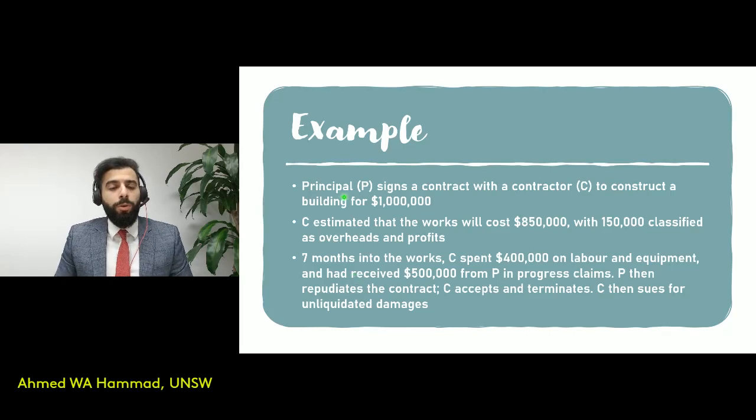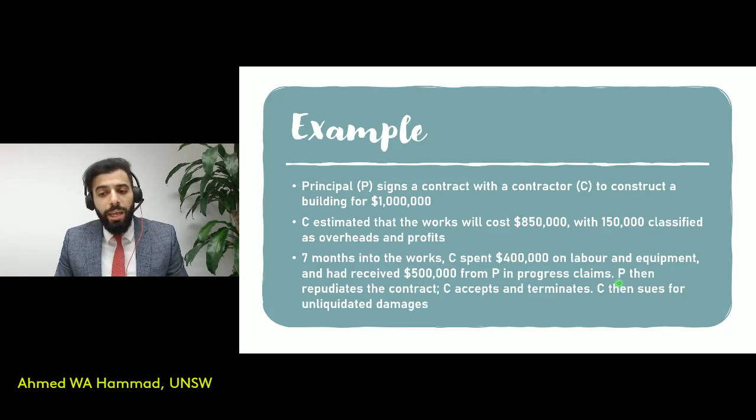In this example, we've got a principal, P, who signs a contract with a contractor, C, for $1 million to construct a building. In the estimate, C worked out that the cost of the works will be $850,000, and then he's got $150,000 of overheads and profit. So 850,000 plus 150,000 gives you the $1 million price of the contract. Seven months into the work, C spends $400,000 on expenses, and he receives $500,000 from P in progress claims.